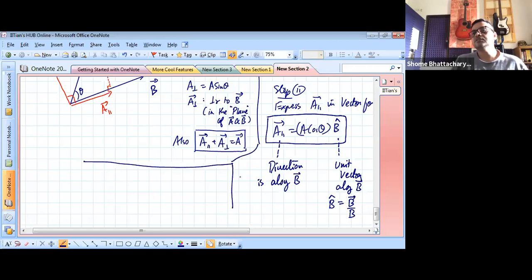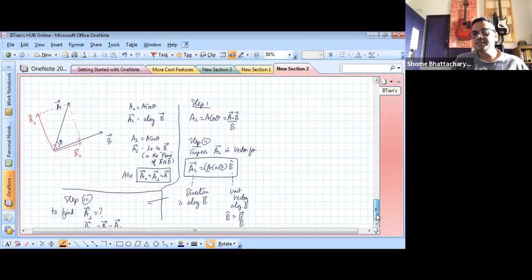So the next step here, step 3, to find the perpendicular component of A as a vector, use the relation that A perpendicular will become the vector A itself minus the parallel component, because the vector sum is this. Okay? So I'm just minimizing this and explaining this again.